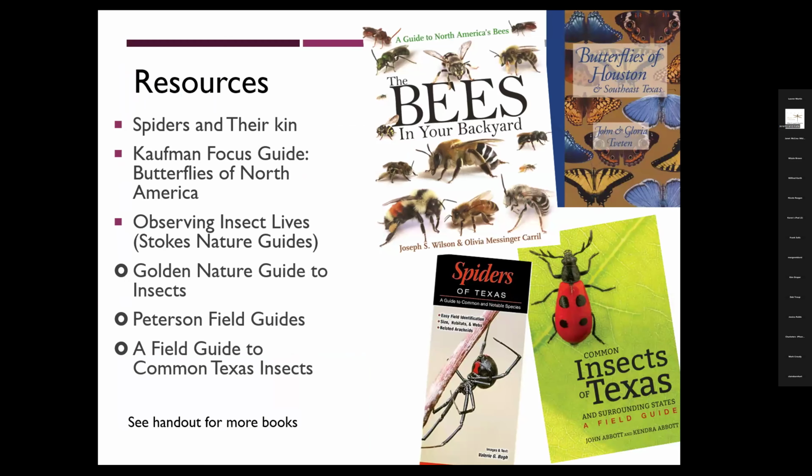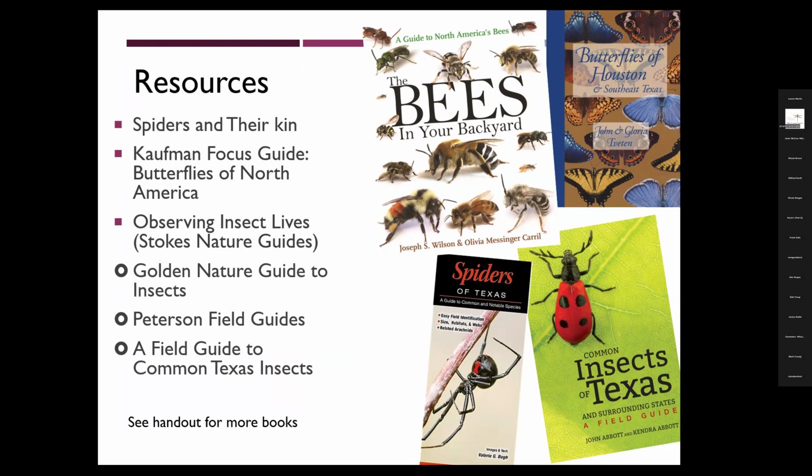So looking at resources, if you want more information on insects, there are a ton of books and field guides out there. You can either go more general with the common insects of Texas, like you see at the bottom, or you can get more specific if you have a particular topic that you're interested in. I highly recommend The Butterflies of Houston and Southeast Texas. It is an excellent book.